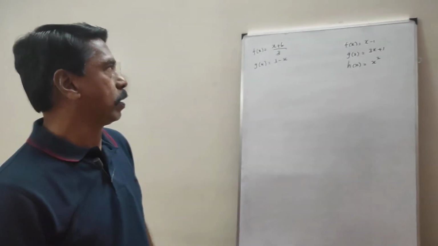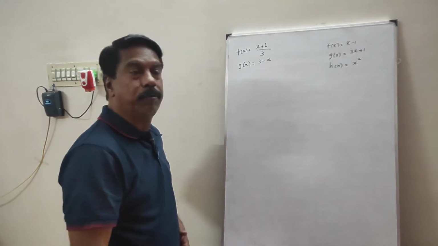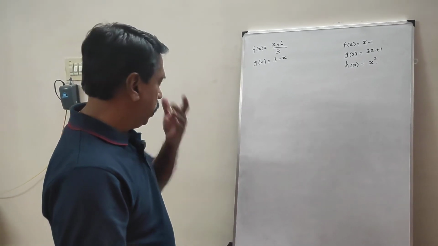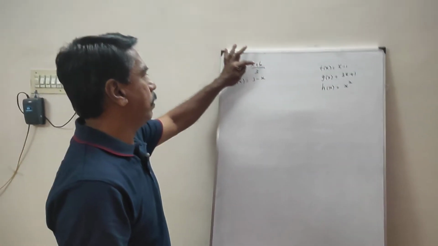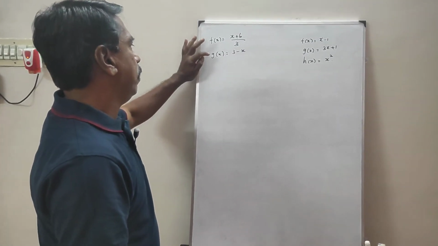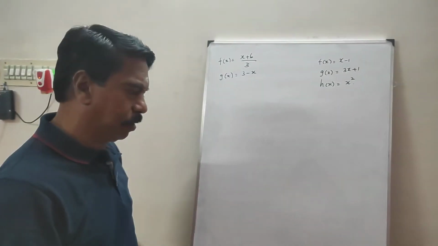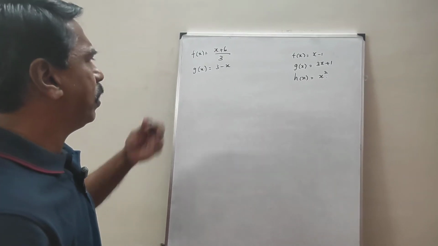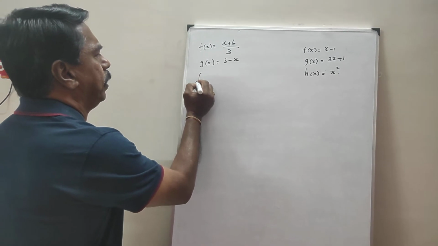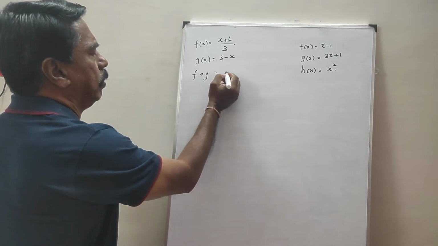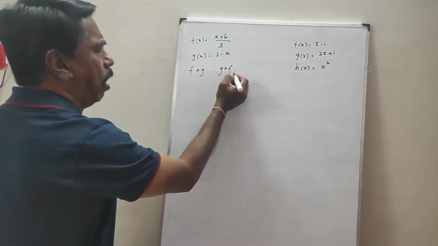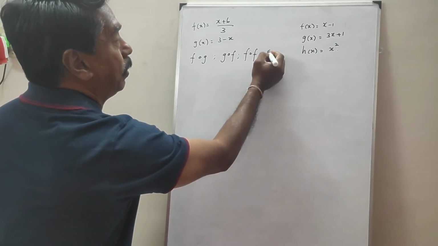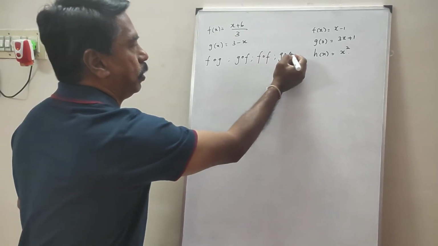Hi friends, let me continue the composite functions in this class also. I have given f of x is equal to (x plus 6) by 3 and g of x is equal to 3 minus x. When f and g are given, we can find f dot g, g dot f. Also, we can find f dot f and even g dot g.